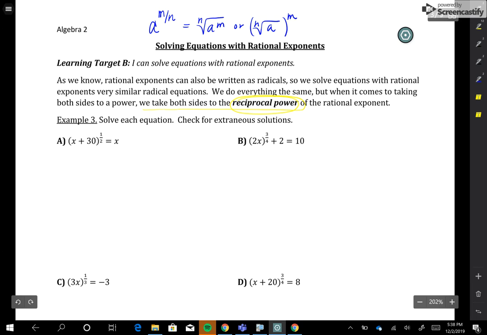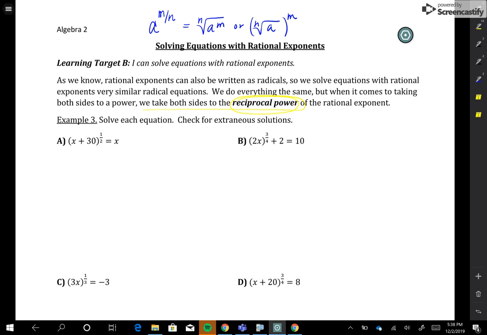So let's look at letter A. We have the quantity x plus 30 to the 1/2 power equals x. So the first thing we need to make sure is everything that's taken to the exponent is by itself on one side of the equal sign. And that is good with this one. So we're ready to go.